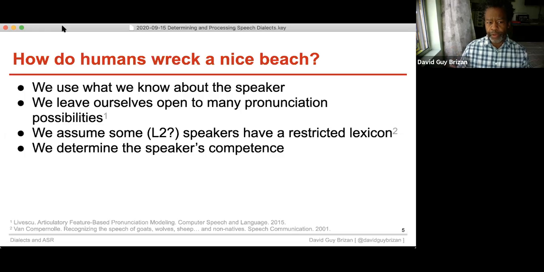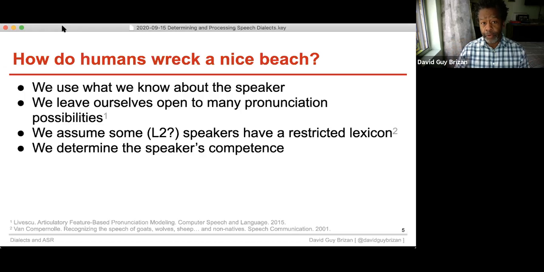We also leave ourselves open to a lot of pronunciation possibilities, right? Now that I know that the person's name is Zinan, and his native language may not be English, the next thing that humans normally do is we say, okay, I'm going to take a little bit of extra time to understand what he's saying because it may not sound like my dialect. We may also assume that, especially if someone is not speaking their native language, that person has a restricted lexicon, meaning they're unlikely to say words like onomatopoeia, and more likely to use more common words. And we sort of also determine the competence of the speaker at the same time. So we're expecting a lot of different pronunciation possibilities. We're expecting the person to use a smaller vocabulary usually, and we're sort of priming ourselves, waiting for that to happen.